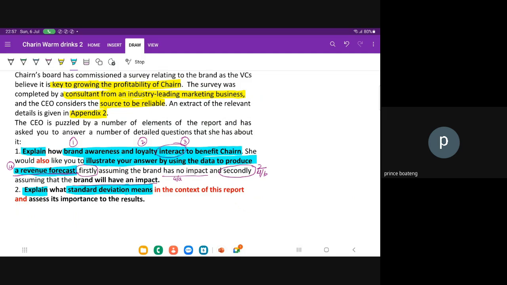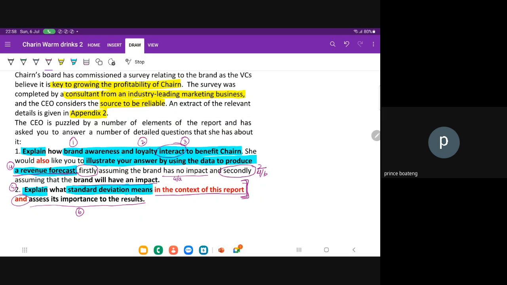Standard deviation means the deviation from the mean, like how much your data is deviating. Standard deviation means in the context. Now, this is important. In the context of this report, if the standard deviation is something like this, what do you mean by this? And the assessment of it is important to the result. So again, you have 4A, 4B, 5 is the explanation, and probably 6.